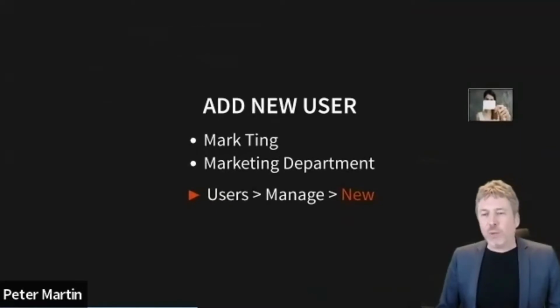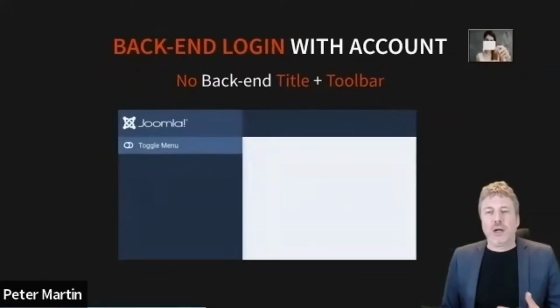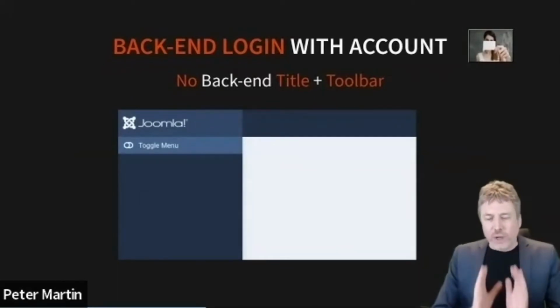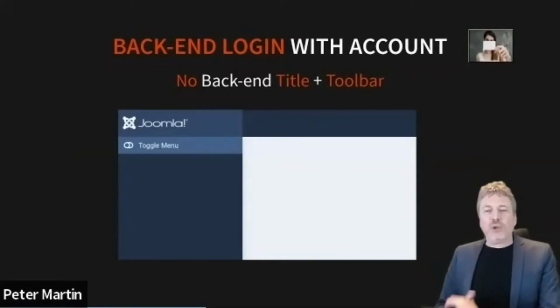So now I will create a user. One of the people in the marketing department, his name is Mark Ting, and he works for the marketing department, and I create a new user for him. So in Joomla, you go to Users, Manage, New. You have done it before, I imagine. And when you create him like that, you have to assign Mark to the marketing group. When you open the website in a new browser and you log in the backend with Mark, then you can see that there is nothing to see in the backend.